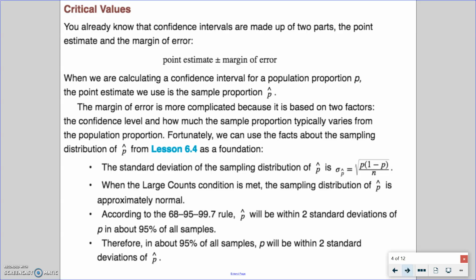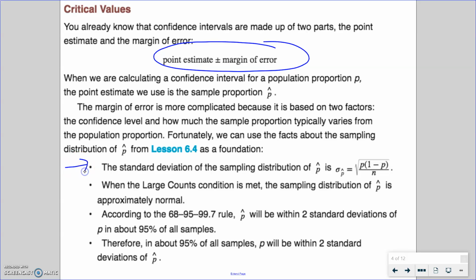So when we're doing confidence intervals, you already know that they're made up of these two parts: the point estimate plus or minus the margin of error. When we're calculating a confidence interval for a population proportion P, the point estimate we use is the sample proportion P hat, mainly because, again, we don't know what P is. So our best guess for what P is, is our P hat that we collected. Okay, so a couple things we need to talk about.